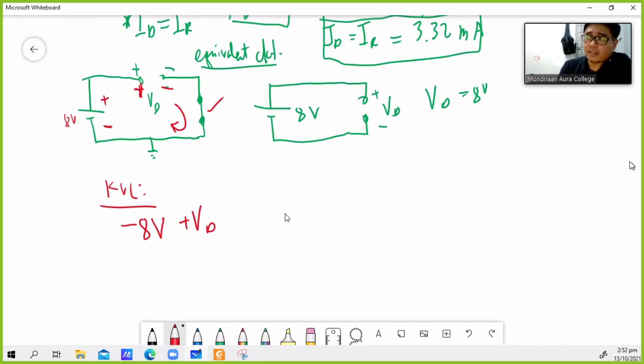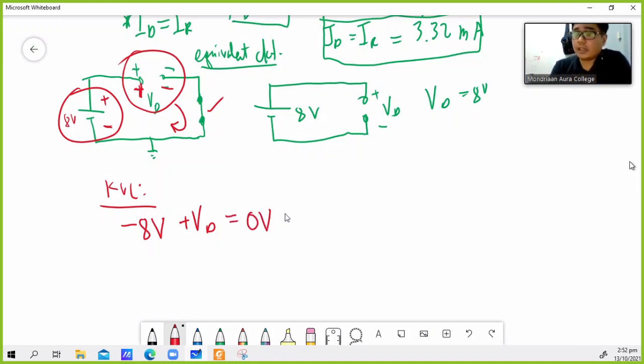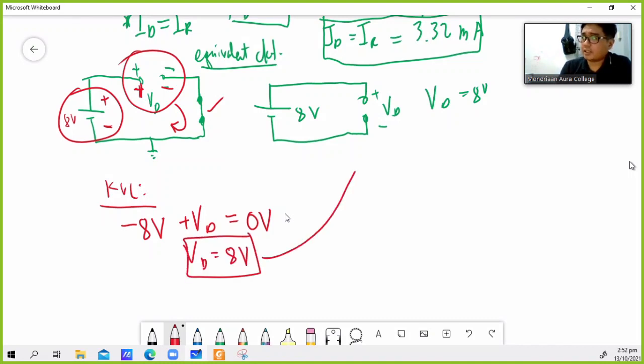So in effect, dalawang voltahe lang ang present sa ating loop. So we can now equate that to 0 volts. So that's how you do KVL. So kinakailangan, tignan muna natin ilang voltahe bang present sa loop. Kailangan yung lahat ng isa-summation natin bago natin equate sa 0 volts. So therefore, V sub D is equal to 8 volts. So the same thing na nakuha natin dito visually. Okay?